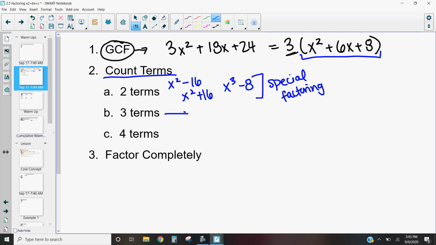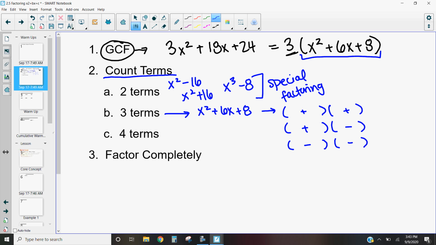If we have 3 terms here, that would be like the problem we have up above, where it's x squared plus 6x plus 8. What's going to end up happening is we can factor this 3 ways. We either have 2 binomials that we add to each other, a binomial that we add and one that we subtract, or 2 that have the subtraction sign inside. We're going to end up with one of these 3 outcomes when we have 3 terms.